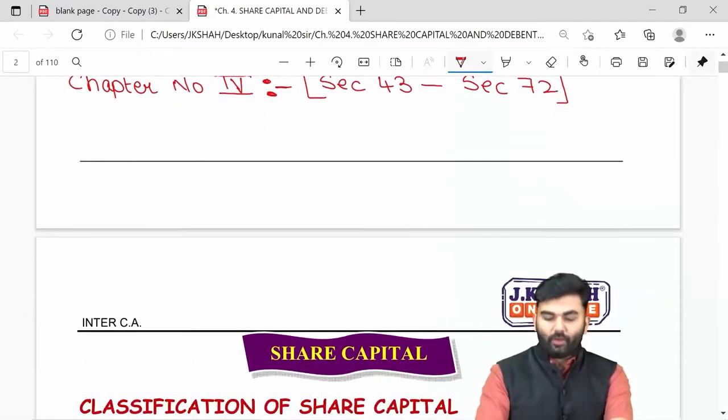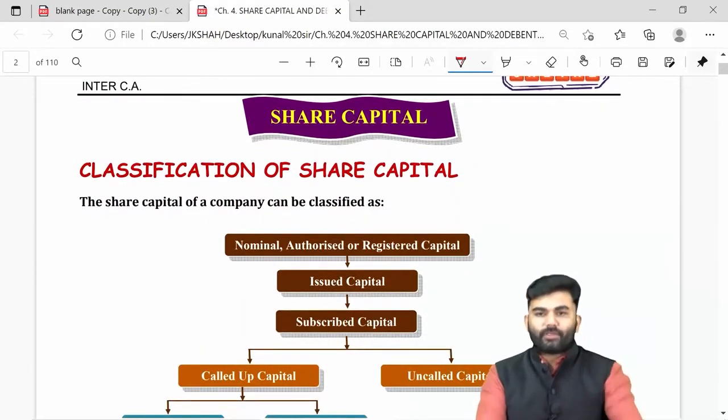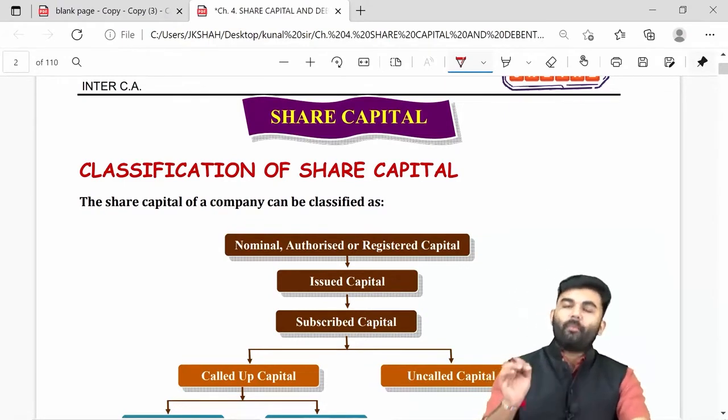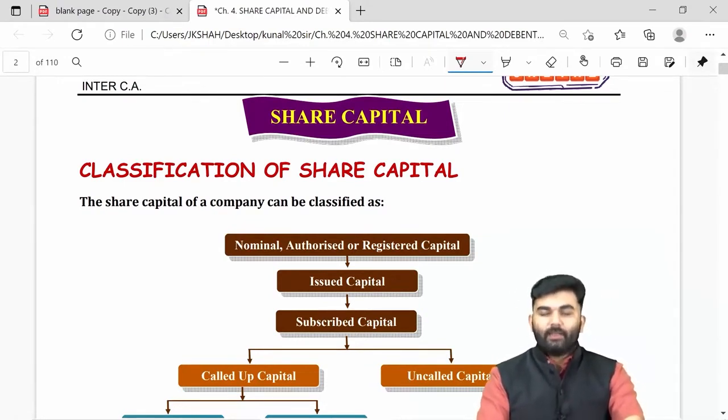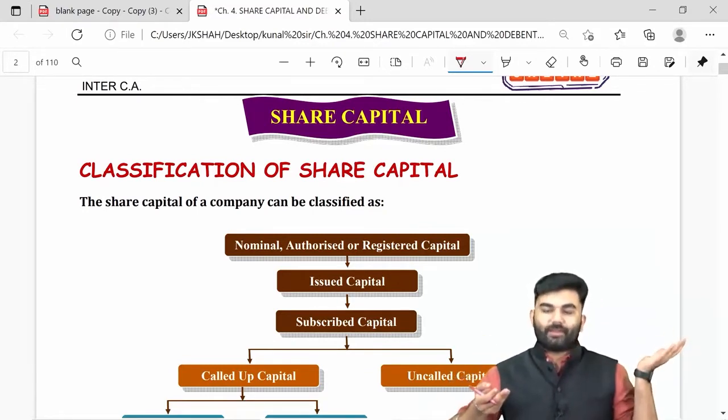Over here we have a topic called share capital. First of all, what do you mean by share capital? The lawmaker here says that it is the capital which is raised by issuing shares.